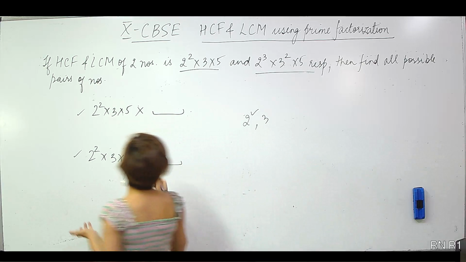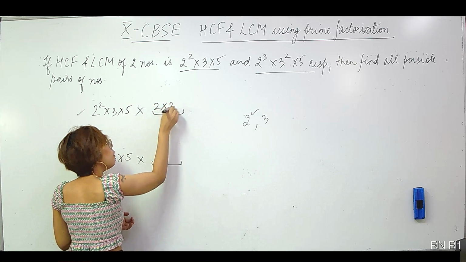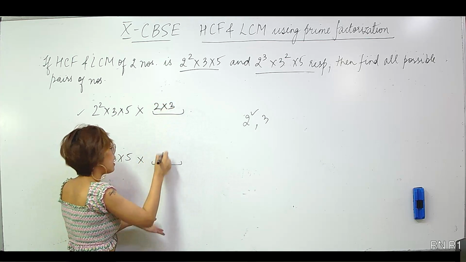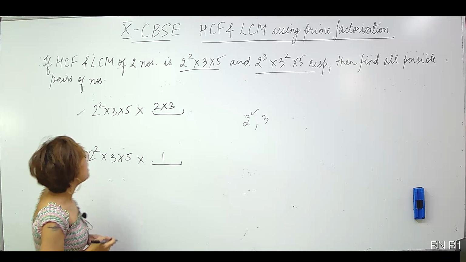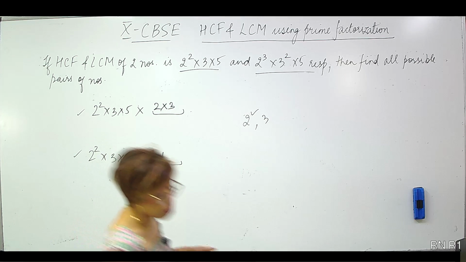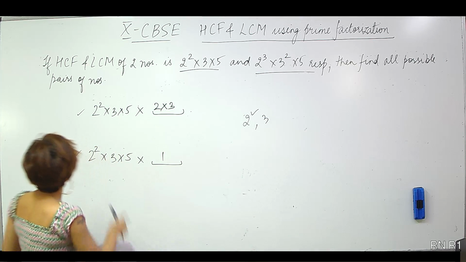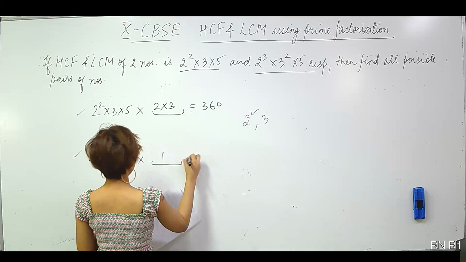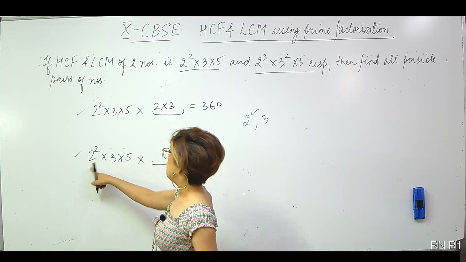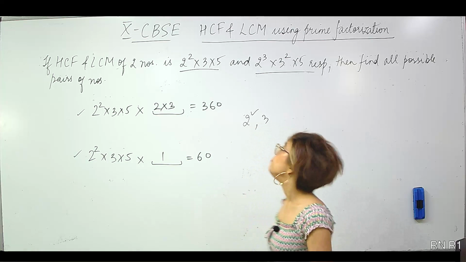Now one way is I can put both of the factors in one of the numbers, and if nothing goes in the other, I write 1. Right? This is one way of doing so. If that is the case, the two numbers will turn out to be 360 and 60.